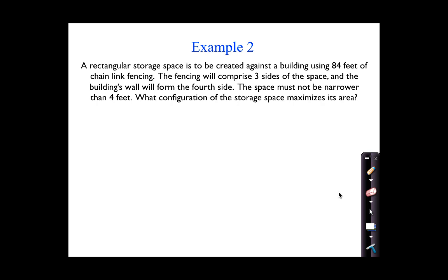Again, we've got a rectangular storage space that's going to be created against a building. We've got 84 feet of chain link fence that's going to surround the three sides that aren't the building. The building's wall forms the fourth side of the enclosure. And because of whatever we're storing in there probably, we can't make it narrower than 4 feet. So we're trying to figure out what dimensions we should use to maximize the area, while keeping in mind we've only got 84 feet of fence.